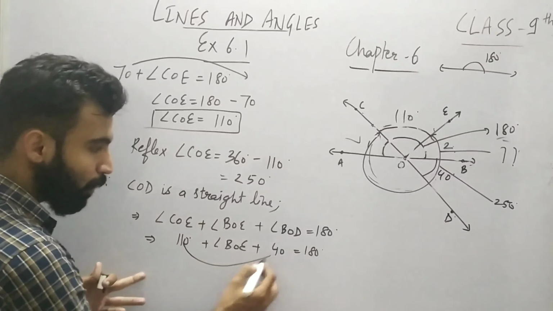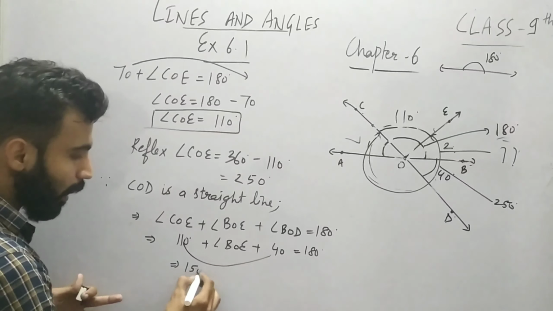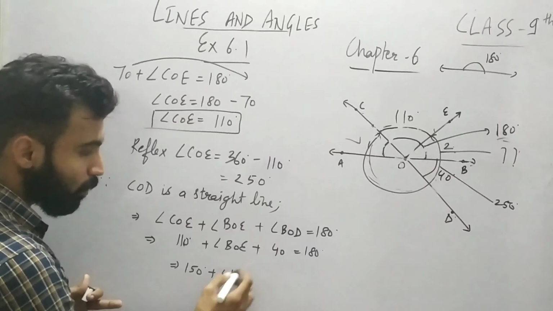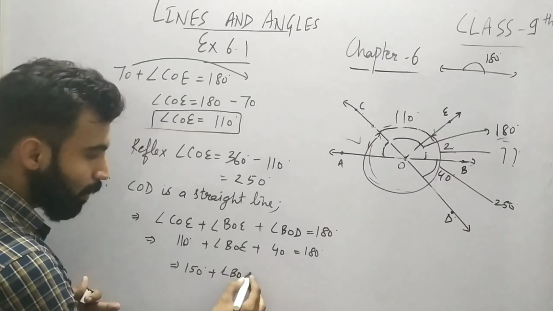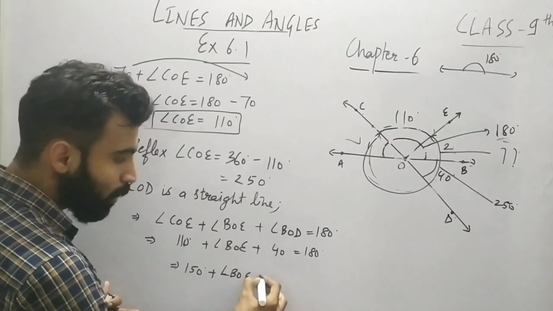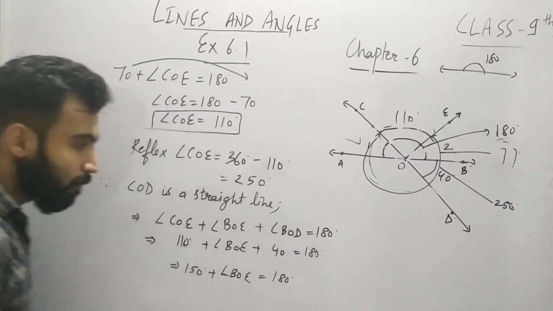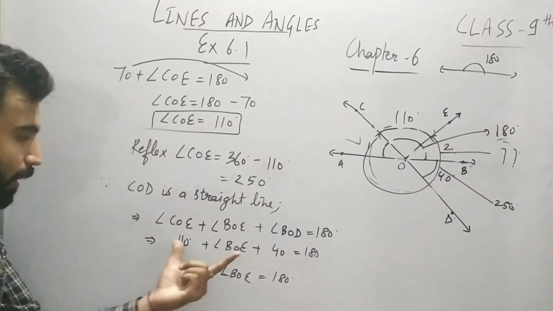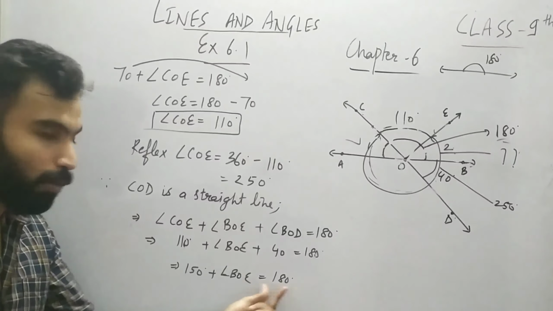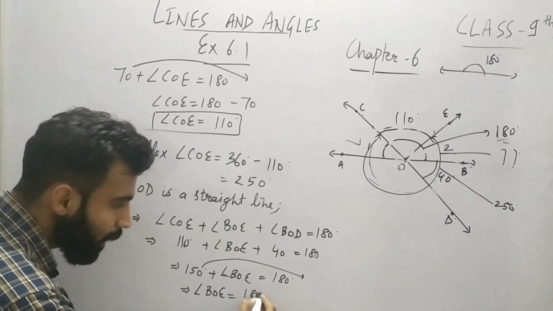So you can see the sum of these two is 150. Plus angle, let me just rub this line here. So plus angle BOE equals 180, right? So you can see here, I have just simply added these angles, plus angle BOE equal to 180. Now transfer this 150 over to the right hand side. So that will become negative. So BOE as it is, 180 as it is.